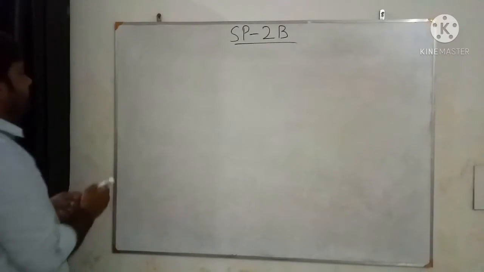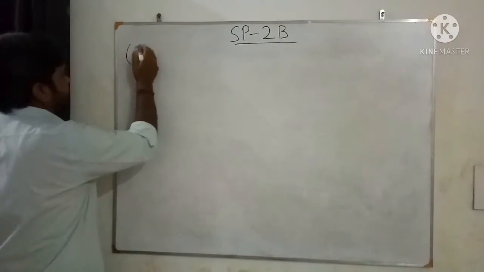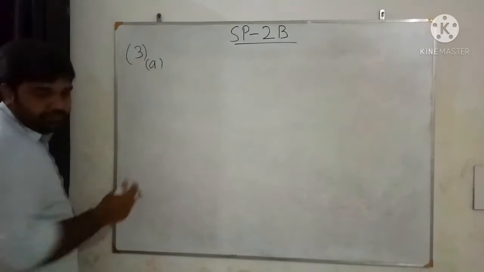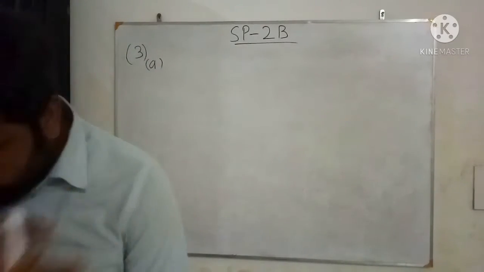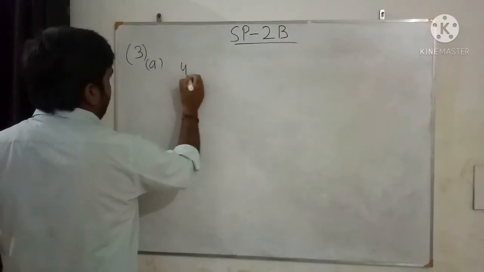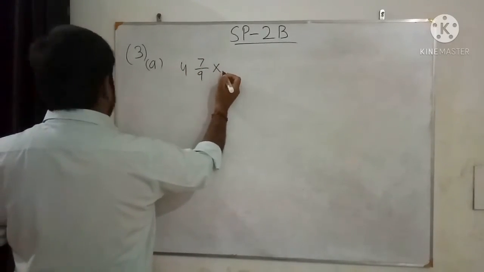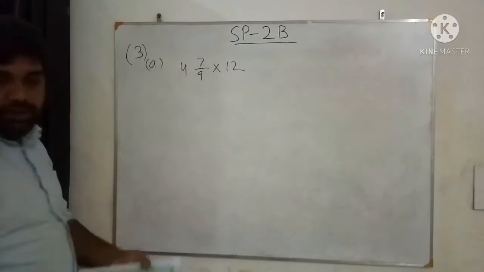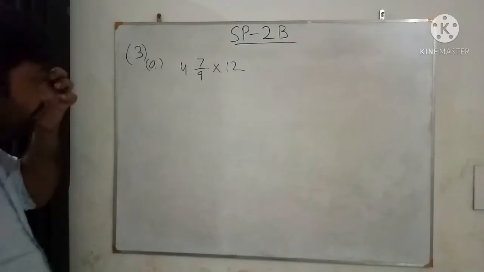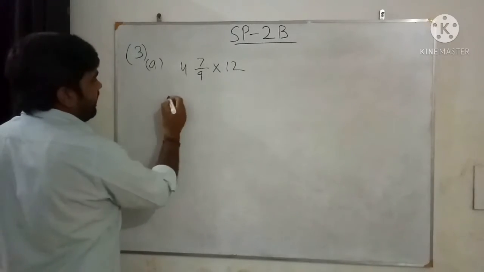Now we move to the next question, question number 3. 3a. In this part you have to do 4 7 by 9 multiply 12. This is a mixed fraction multiplied by 12. So how do we do this type of question?